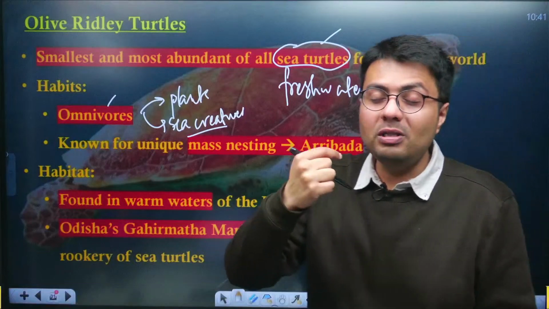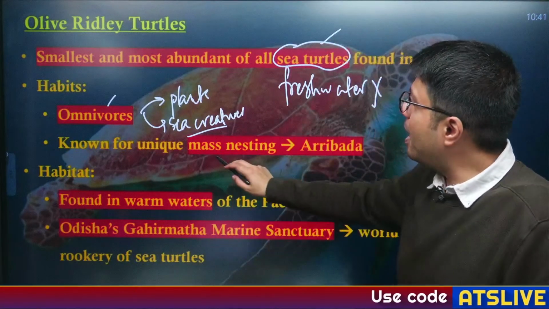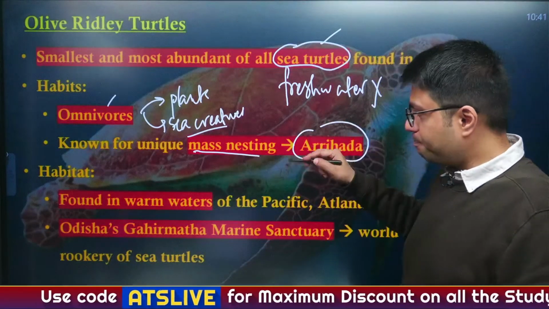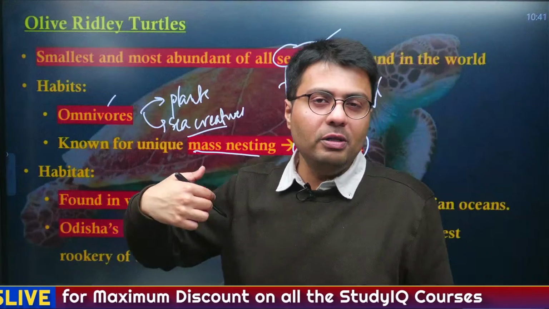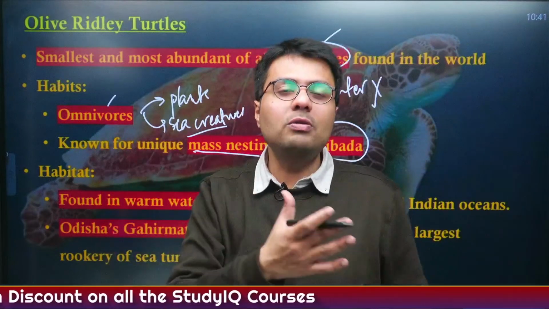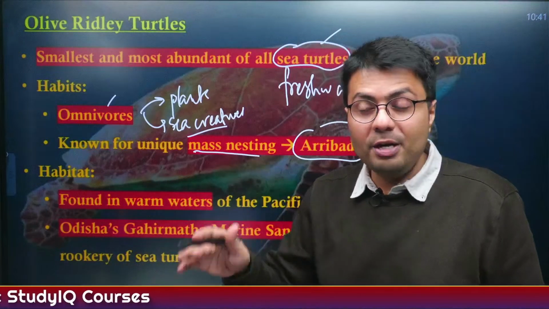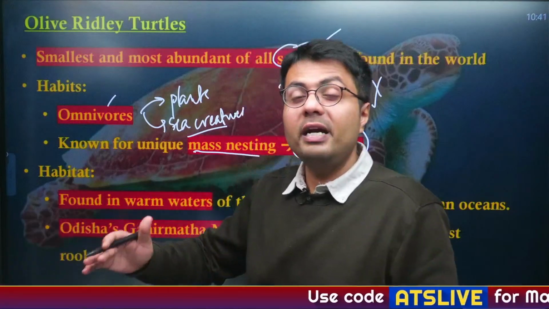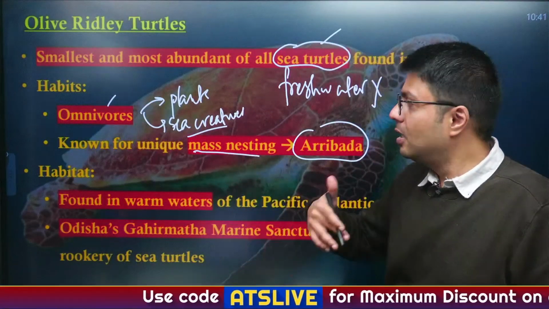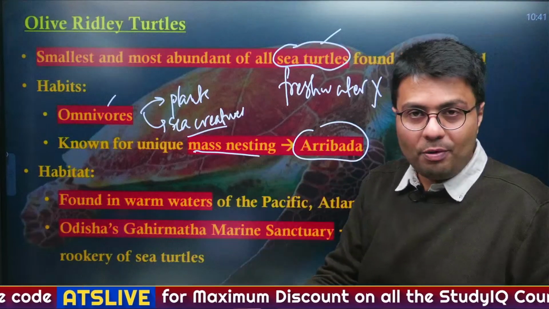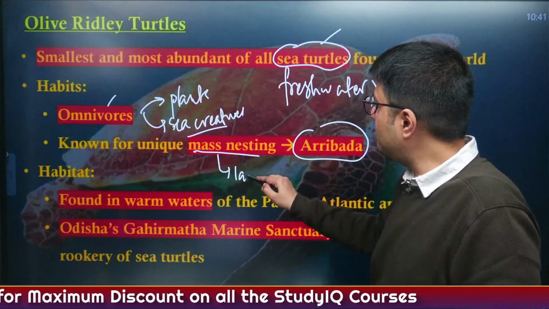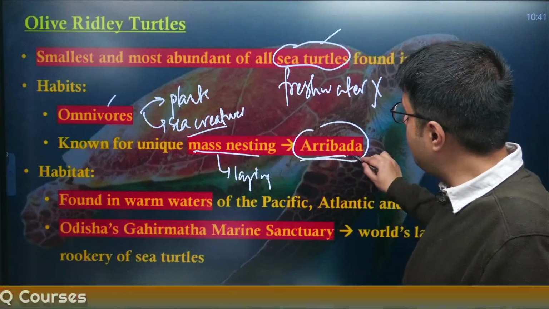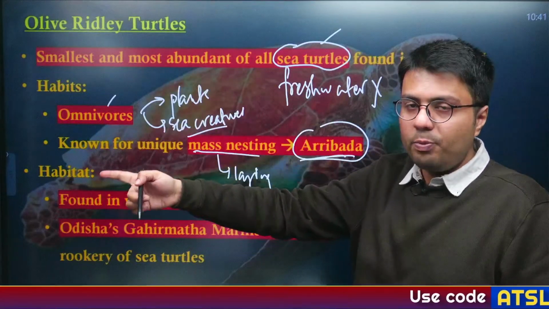Now, one of their most highlighted behaviors is that they participate in a unique mass nesting process which is called arribada. In this process of arribada, they find themselves in the coastal areas, and on the sands of the beaches, they lay their eggs and cover these eggs with sand so as to protect them from other predators like birds and animals. Now, this process of unique mass nesting, which is also the process of laying of eggs, is called arribada. So, you have to understand whenever the term arribada appears, you have to directly correlate it with the sea turtles.